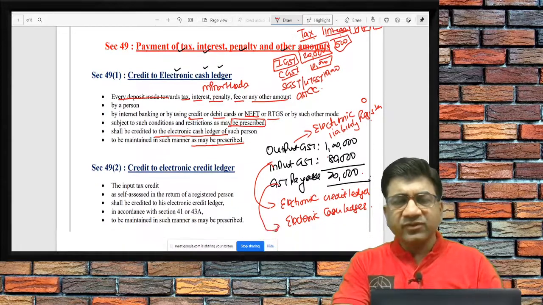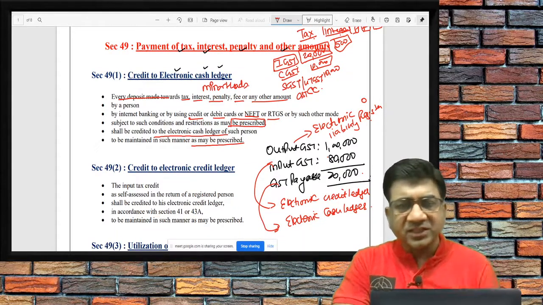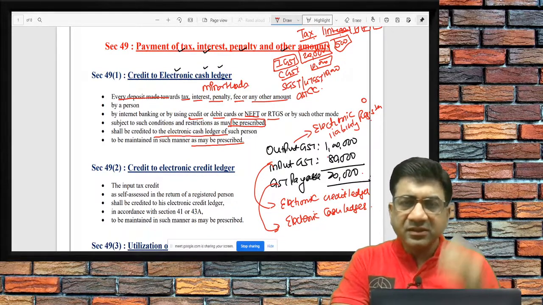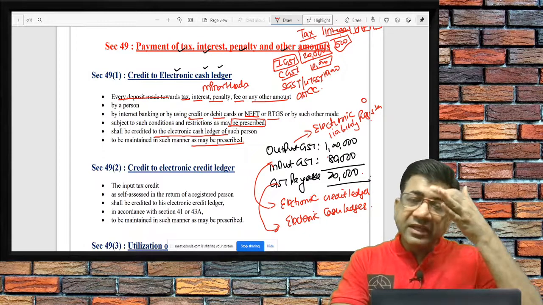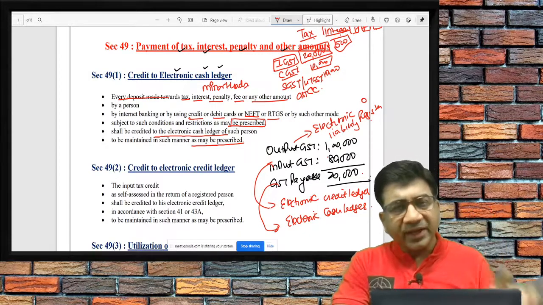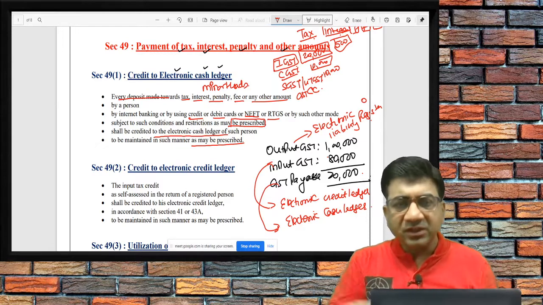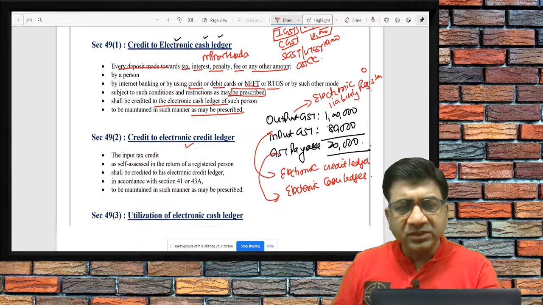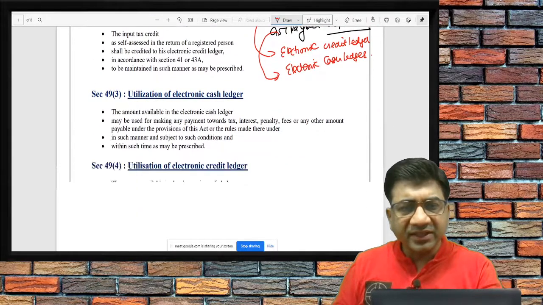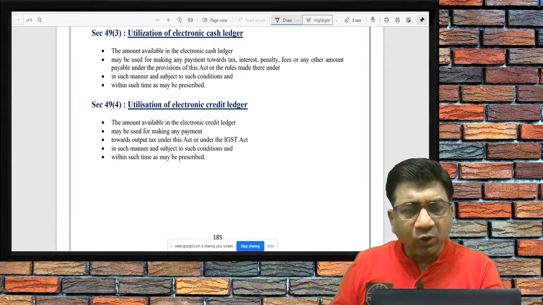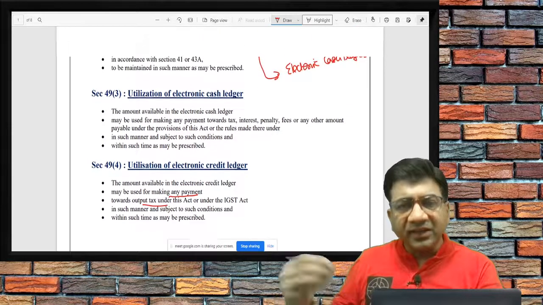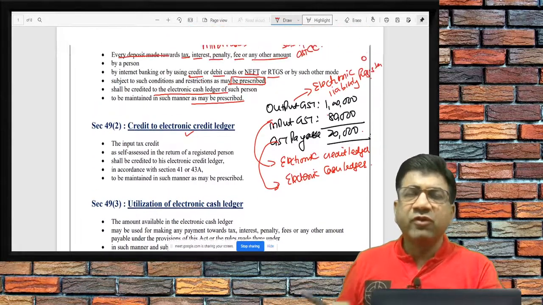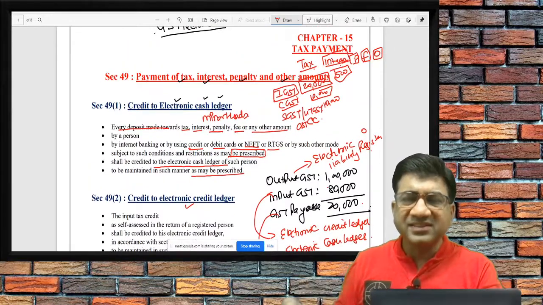So once we need funding in the electronic cash ledger because our credit ledger is less, and even if you have credit, you might need money in the cash ledger, because the credit ledger can only be used for making payment of output tax. So for interest outflows and for penalties, you cannot debit the electronic credit ledger.